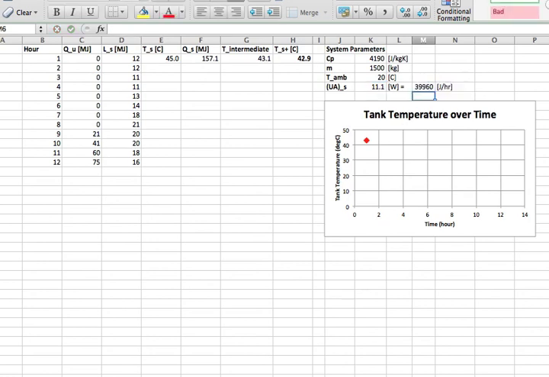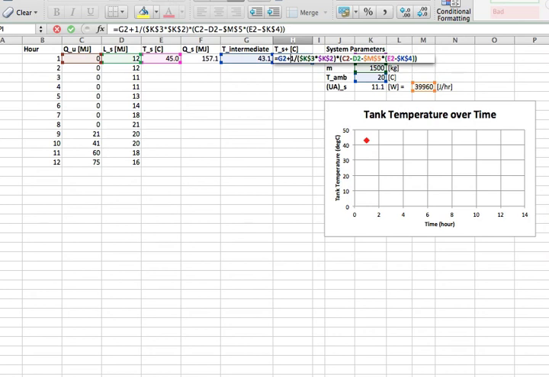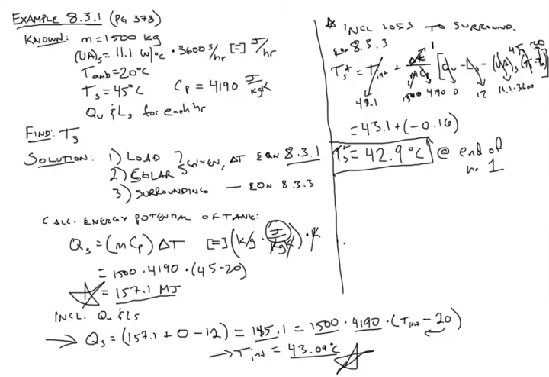Okay, so back up here to our H column where we had just typed in that last T sub S to the plus equation. You can see that after we do that, we get 42.9, which going back to our hand calculation right here, that's what we had. So we've implemented that equation correctly as well now.